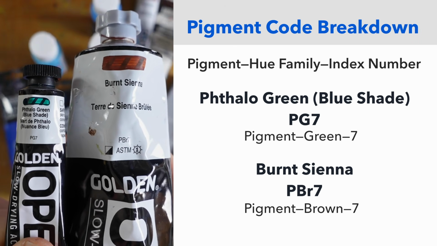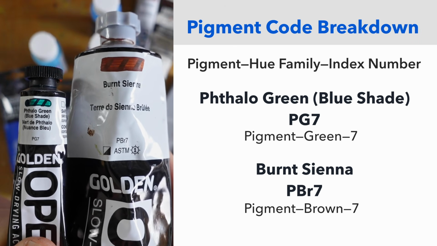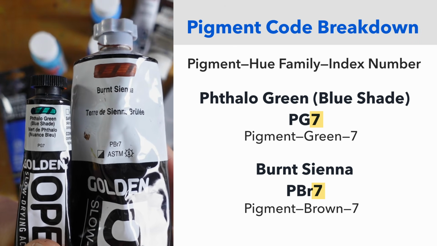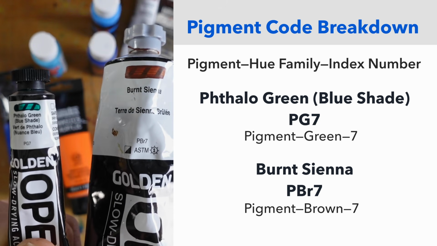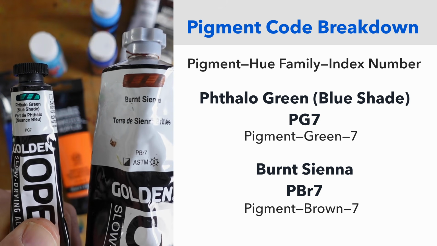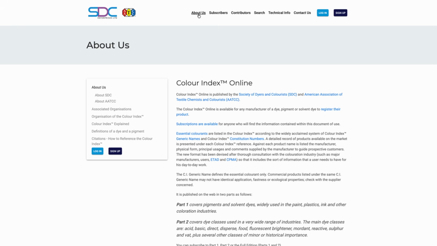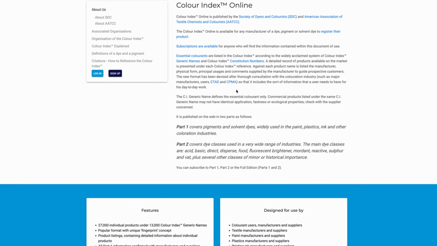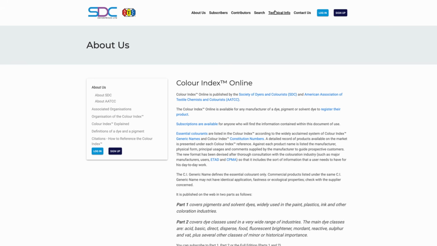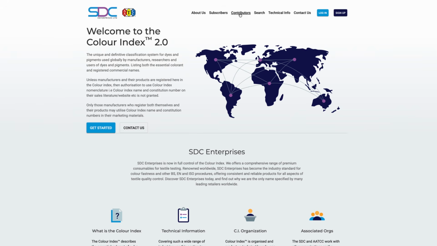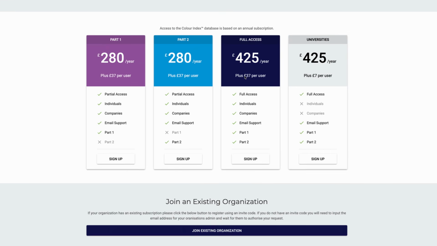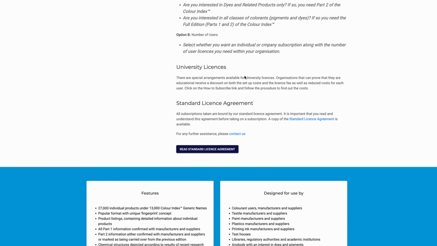In this case, phthalo green blue shade and burnt sienna have the number 7, but they're in different families, so the numbers don't really overlap. Burnt sienna is part of the brown, and the phthalo green is part of the green family. The color group is easy to figure out by the initial, but for the numbers, you generally have to look that up online. The Color Index International requires a subscription to search the database, but you can do a simple Google search in order to find the pigment codes yourself.